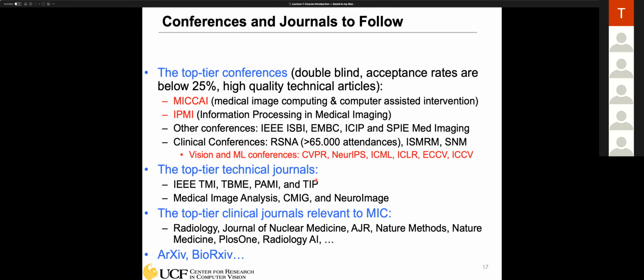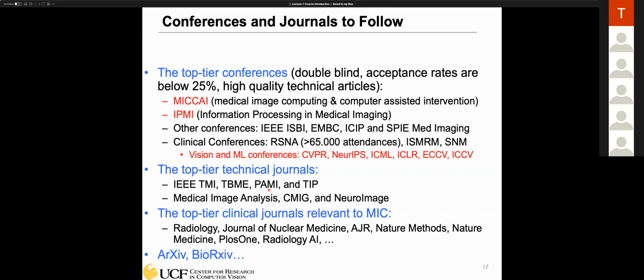Then they do more analysis. Then they go for the journals. So for the journal, there's the IEEE Transactions on Medical Imaging. That's the flagship journal for medical image processing. There's also the Transactions on Biomedical Engineering.